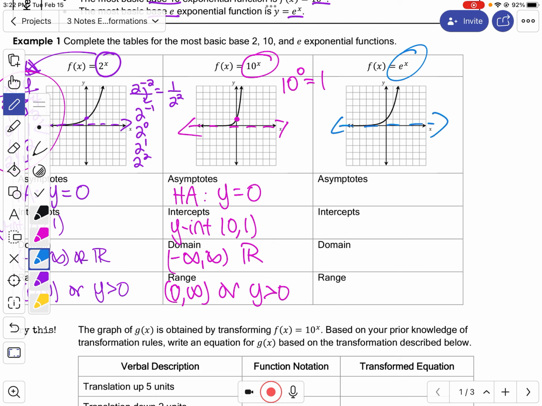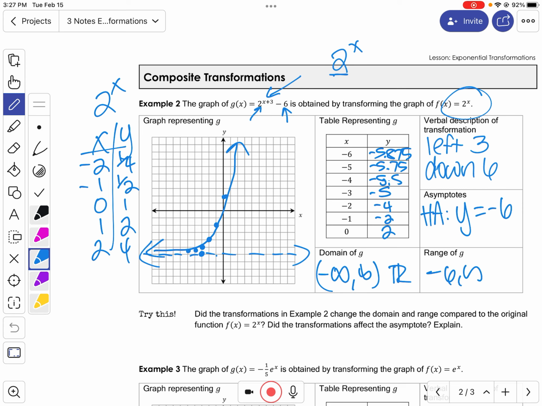And then our domain, notice our domain of any of these exponentials is going to be the same every time. It's going to be all real numbers or negative infinity to infinity. So it's going to be the same every time. And then your range, it's going to be all of your values above negative 6, so from negative 6 to infinity, but not including negative 6, or y is greater than negative 6, so whichever way you want to write it.